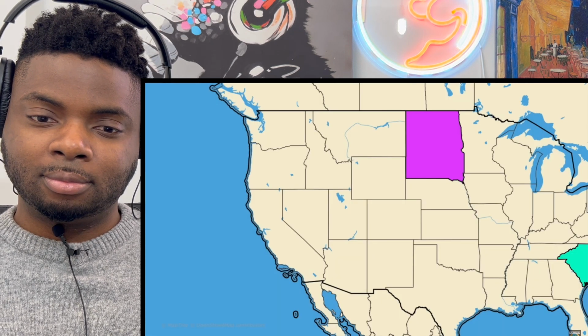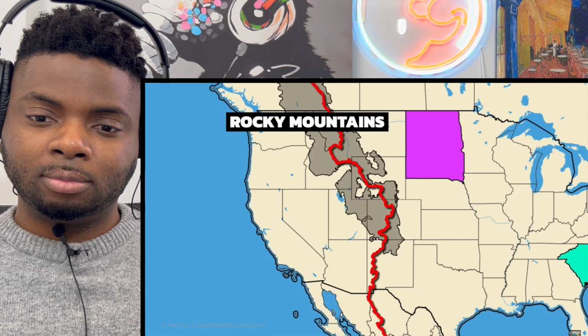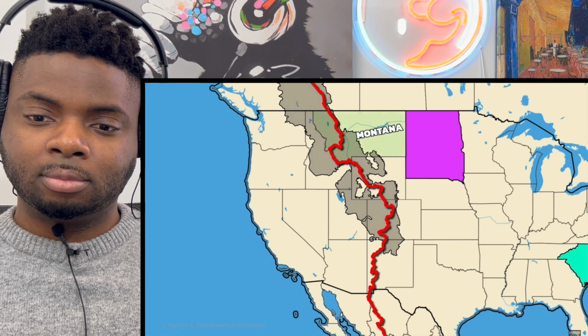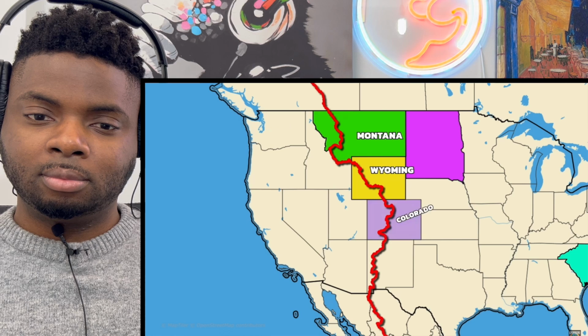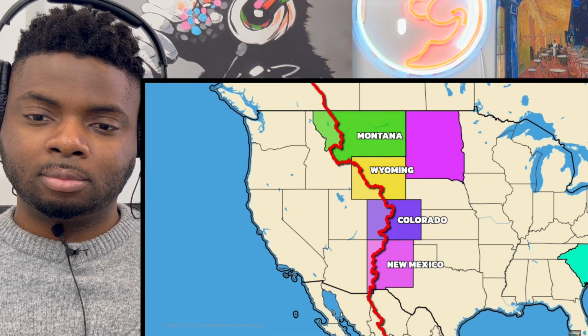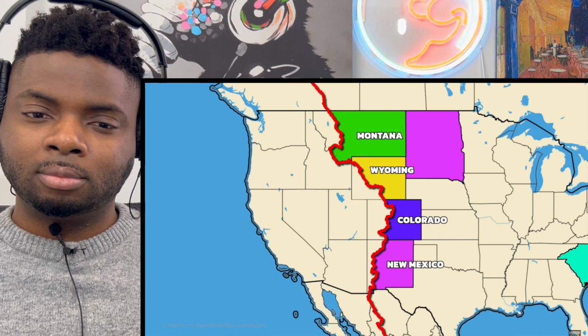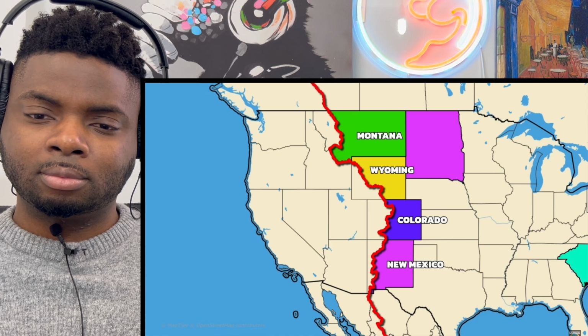Now, given its prominence, we're going to start by dividing the states up by the Rocky Mountains and the Continental Divide that runs through it. So, from north to south, Montana, Wyoming, Colorado, and New Mexico all get split in half, with their former western sides joining the states of Idaho.